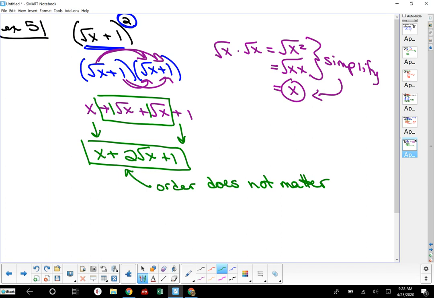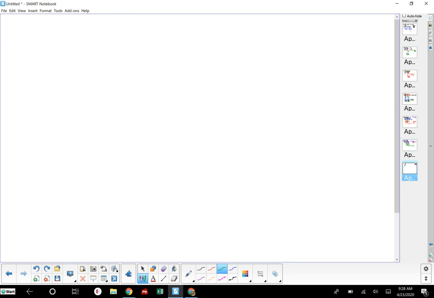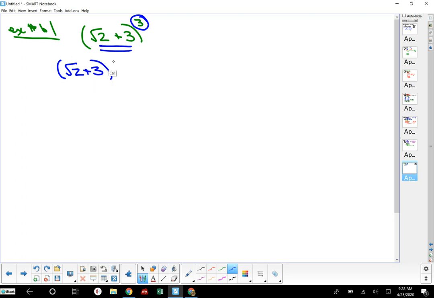Okay? Now, last example, just so you don't panic and you know how to deal with it, is you are going to have a couple problems. So this is example number 6, where you're going to see a binomial cubed. Well, just like the last problem, this tells you how many there are of this. So this is rad 2 plus 3 times rad 2 plus 3 times rad 2 plus 3.